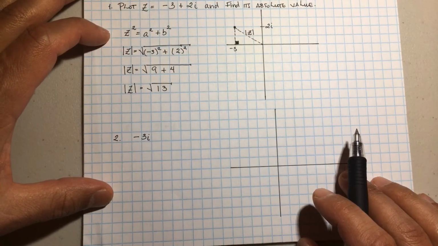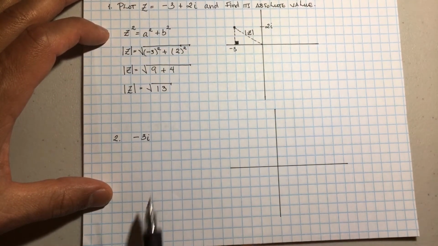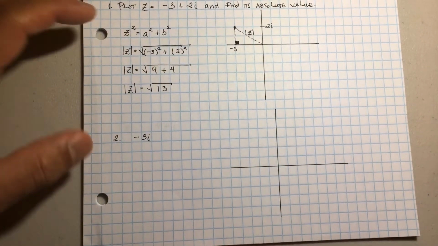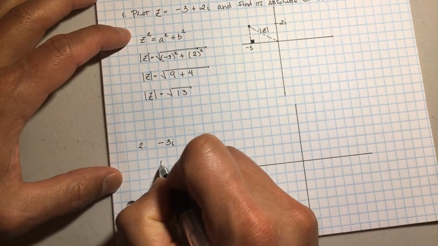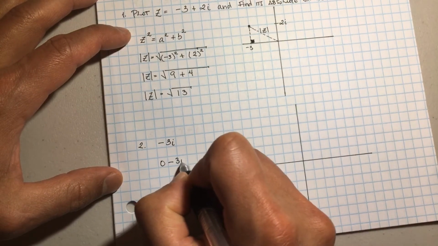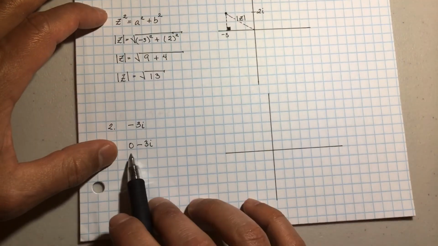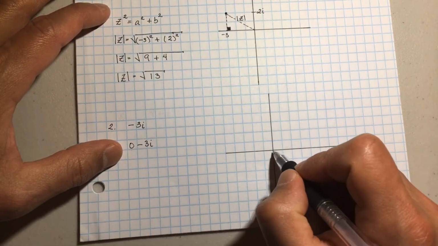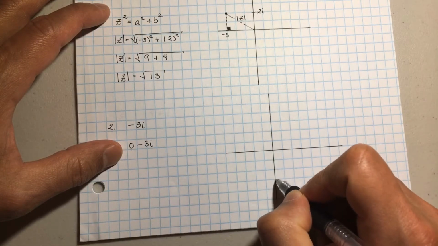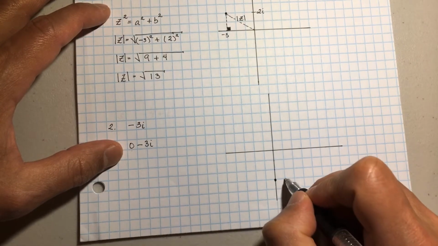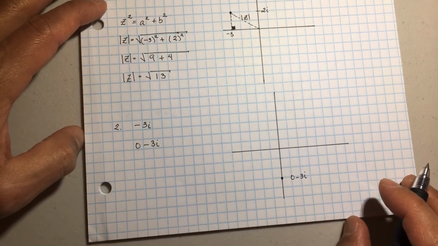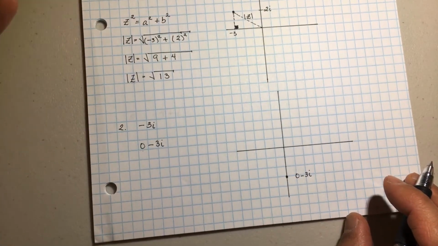All right, how do we graph this one? Well, that's kind of weird because we don't have a real part, do we? Well, this is the same thing as writing 0 minus 3i. So the real part is 0. We're not going to move sideways, but we are going to move down 3 units. So 1, 2, 3. This is the point 0 minus 3i, or just negative 3i. Well then, how do I use the Pythagorean theorem?